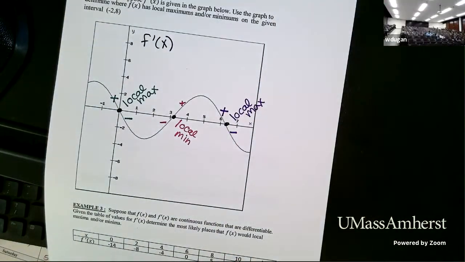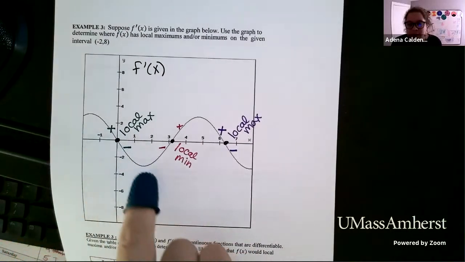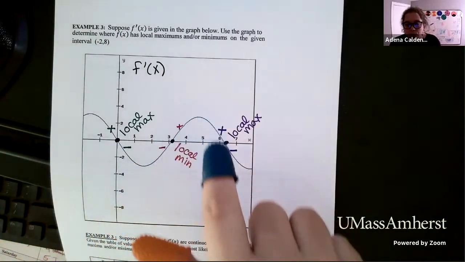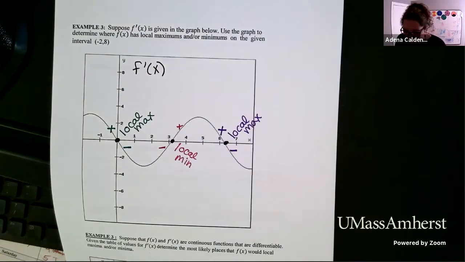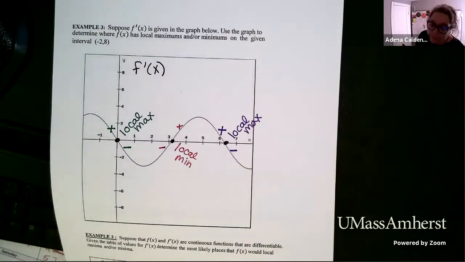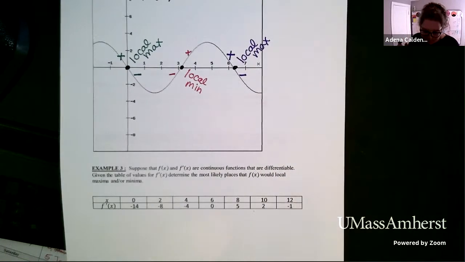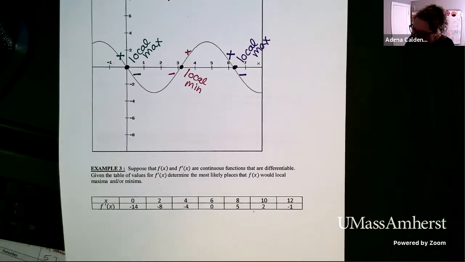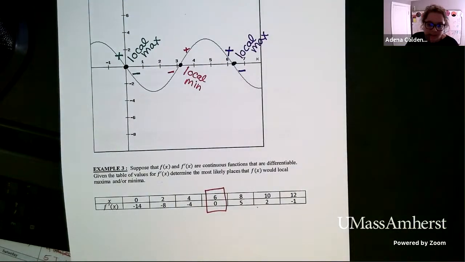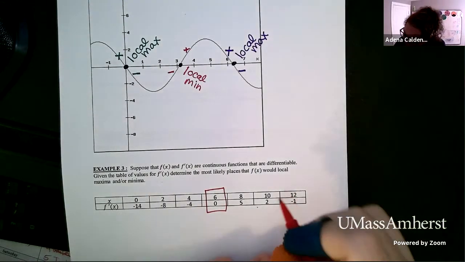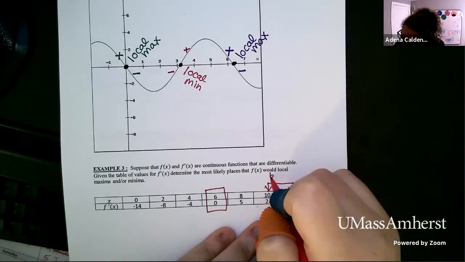Okay, so when we have a picture of the first derivative, we are looking at how the sign changes as we go through the 0. That's going to tell us whether we have a local max or a local min on the original function. Similarly, if we have a table, again, we start by finding our critical points. So we know that there was one at 6 because the derivative equals 0 there. And we know that there's one between 10 and 12.